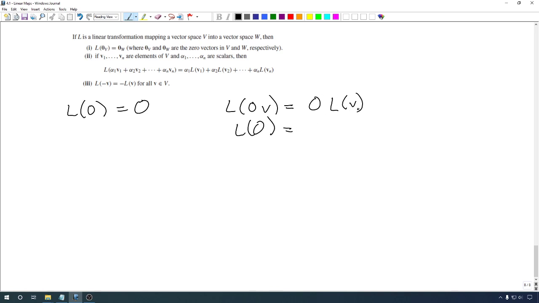What is 0 times anything in W? Because L of v is in W. Well, it's just the 0 vector of W. So 0 always has to map to 0. And this is part of why affine maps are not linear maps.